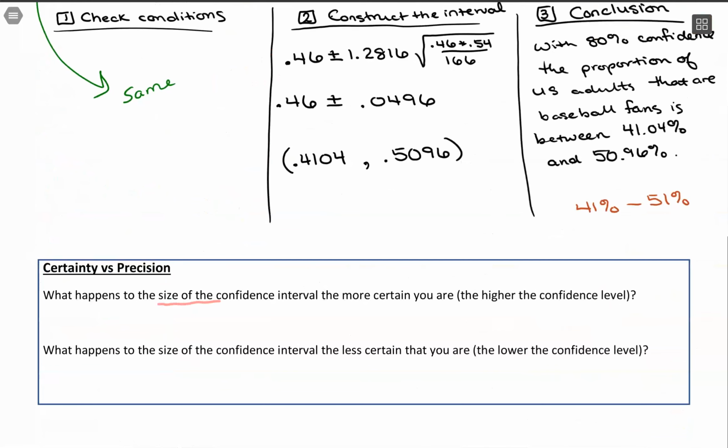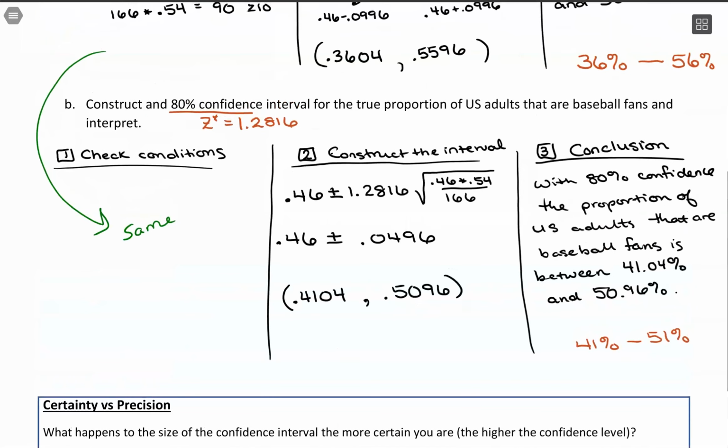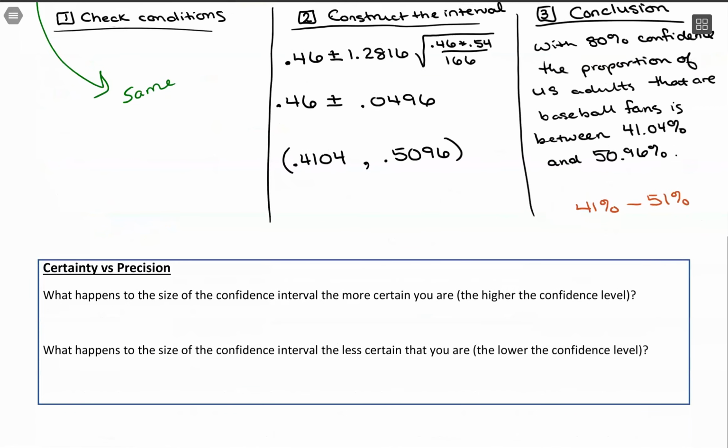What happens to the size of the confidence interval the more certain you are? As we increase our confidence, going from 80% to 90%, we get a wider range of values. There are more values included in that interval, so the interval itself is larger, or you could say wider. Whereas if we decrease our confidence, if we lower the confidence level, this interval is going to be smaller.